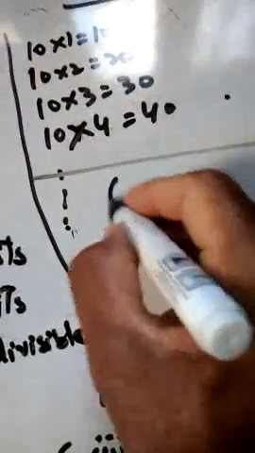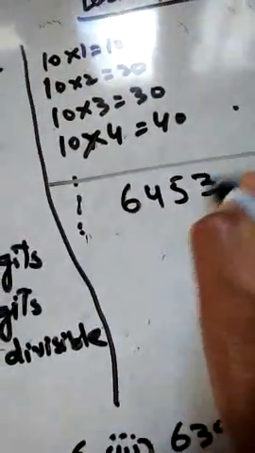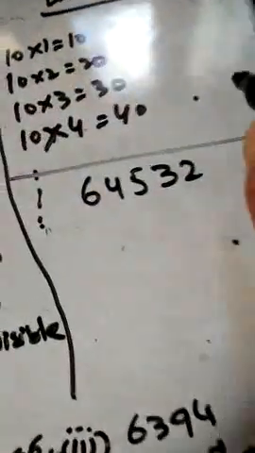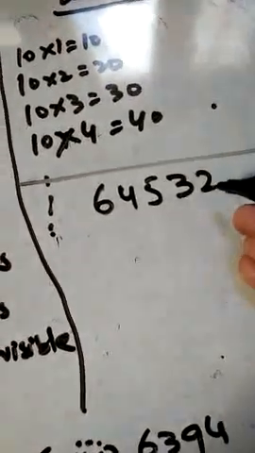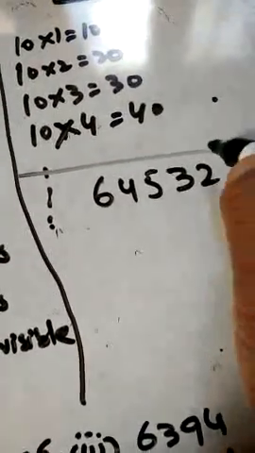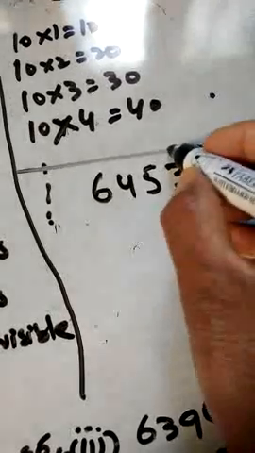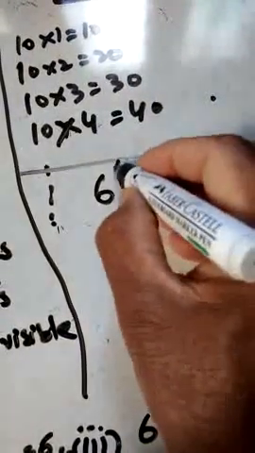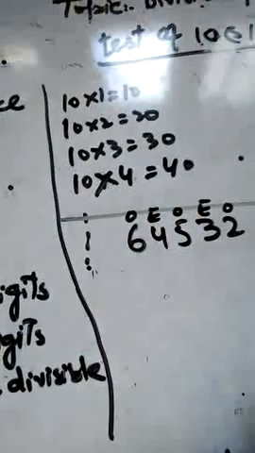Now in case of 11, what we have to do is take a number. For example, we take the number 64532. Starting from the right, we write: this digit is odd, this is even, this is odd, this digit is even, this digit is odd.